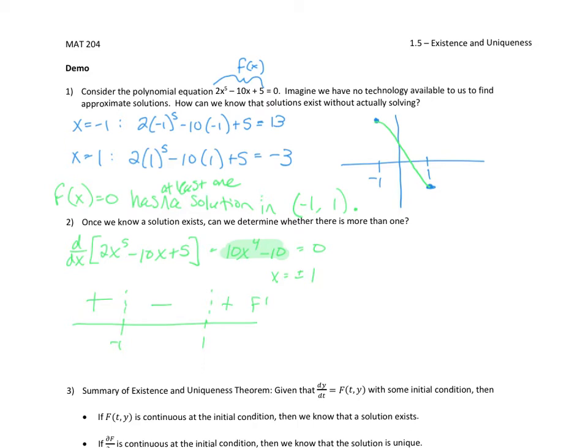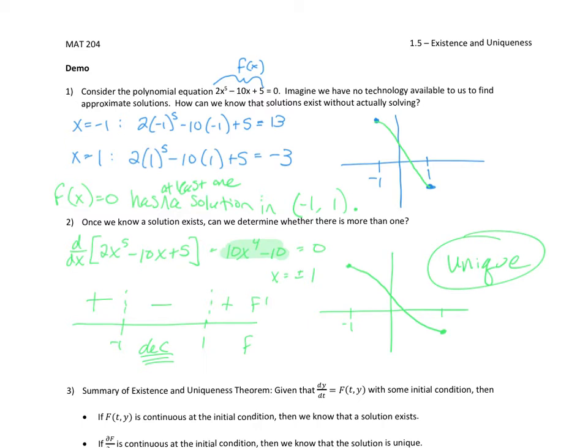So that tells me that between -1 and 1, f is always decreasing. So I know that I have to be able to connect (-1, 13) to (1, -3) with my function always decreasing, right? f has to always be decreasing. It can't ever increase, so that tells me that it can only cross one time. There is a unique solution to the equation I'm trying to solve.